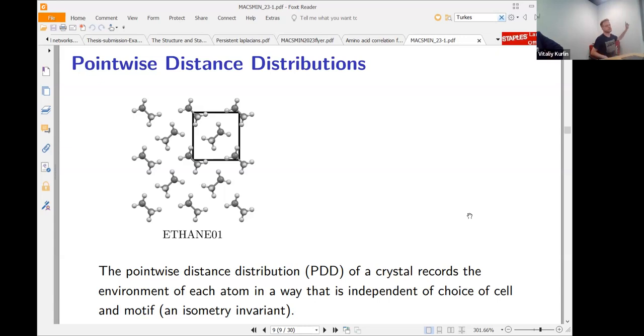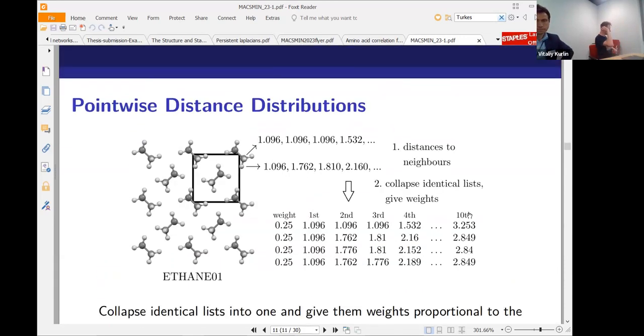And importantly, those neighbors can be across the boundary of the unit cell. We're talking about the whole structure here. We don't care about whether you're inside or outside the unit cell. But we do this for every point in the unit cell. Then sort of collapse them into this matrix. So you can imagine the square brackets around the matrix if you like.